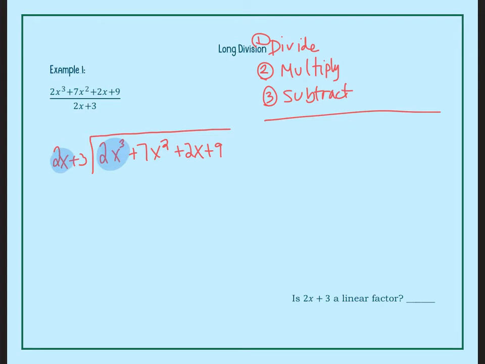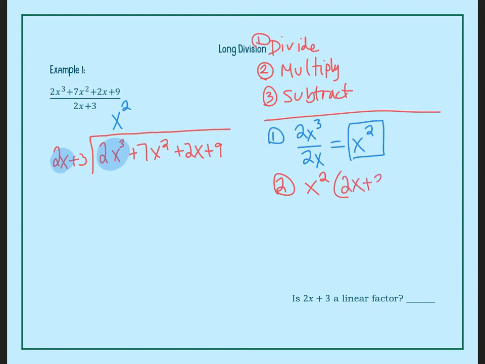So step number 1 is 2x cubed divided by 2x. When you divide those, you get x squared. Step number 1 always gives you part of your quotient, which is your answer. Step 2. We take the number we just found and we multiply it by everything on the outside. We distribute and get 2x cubed plus 3x squared.